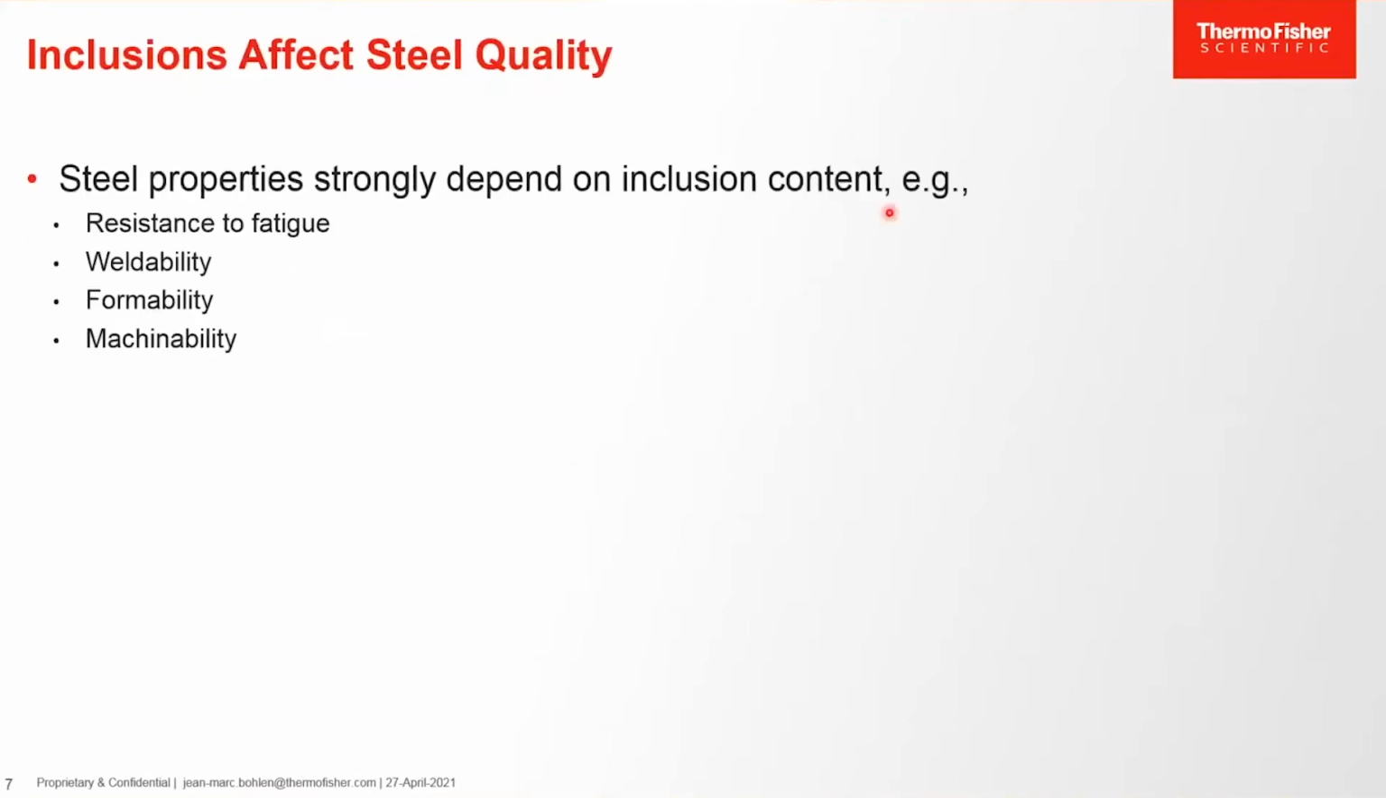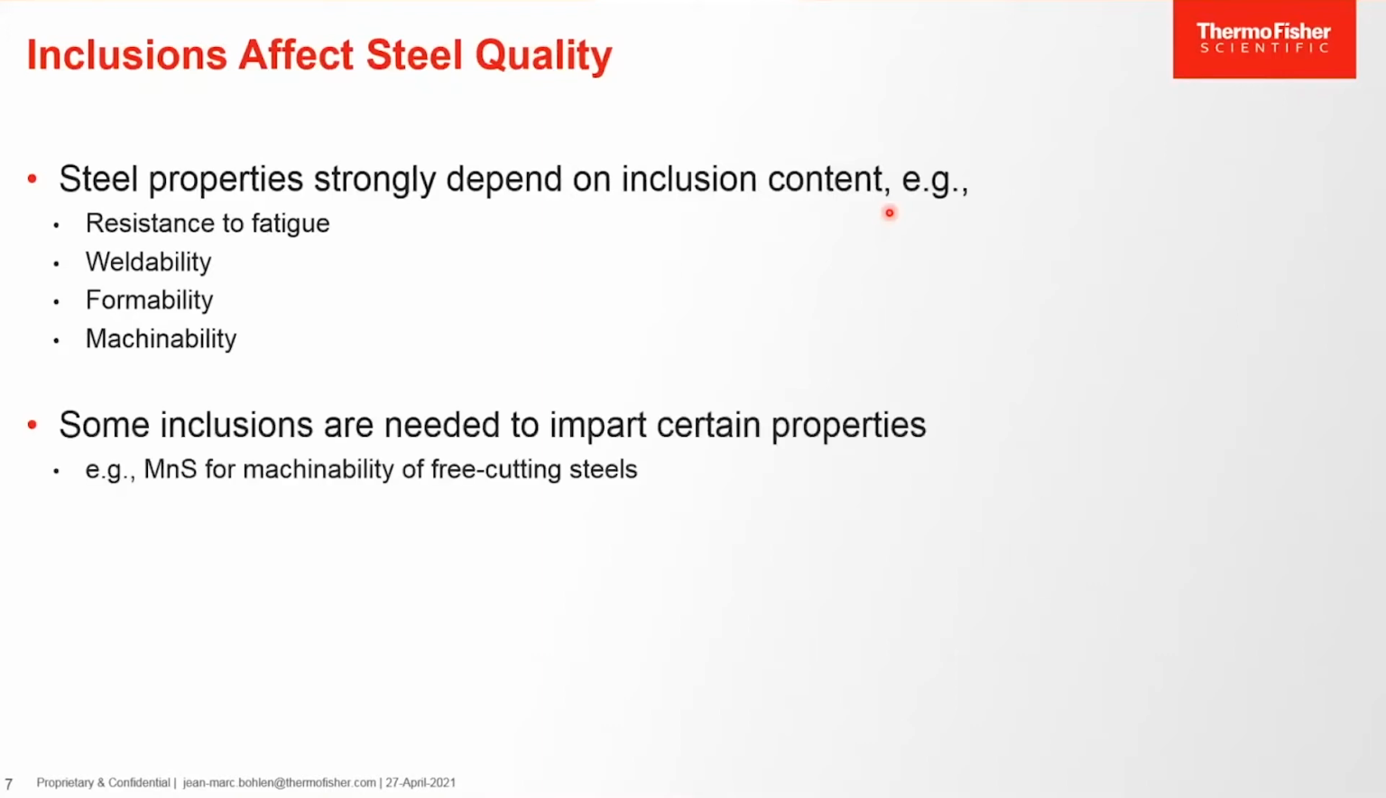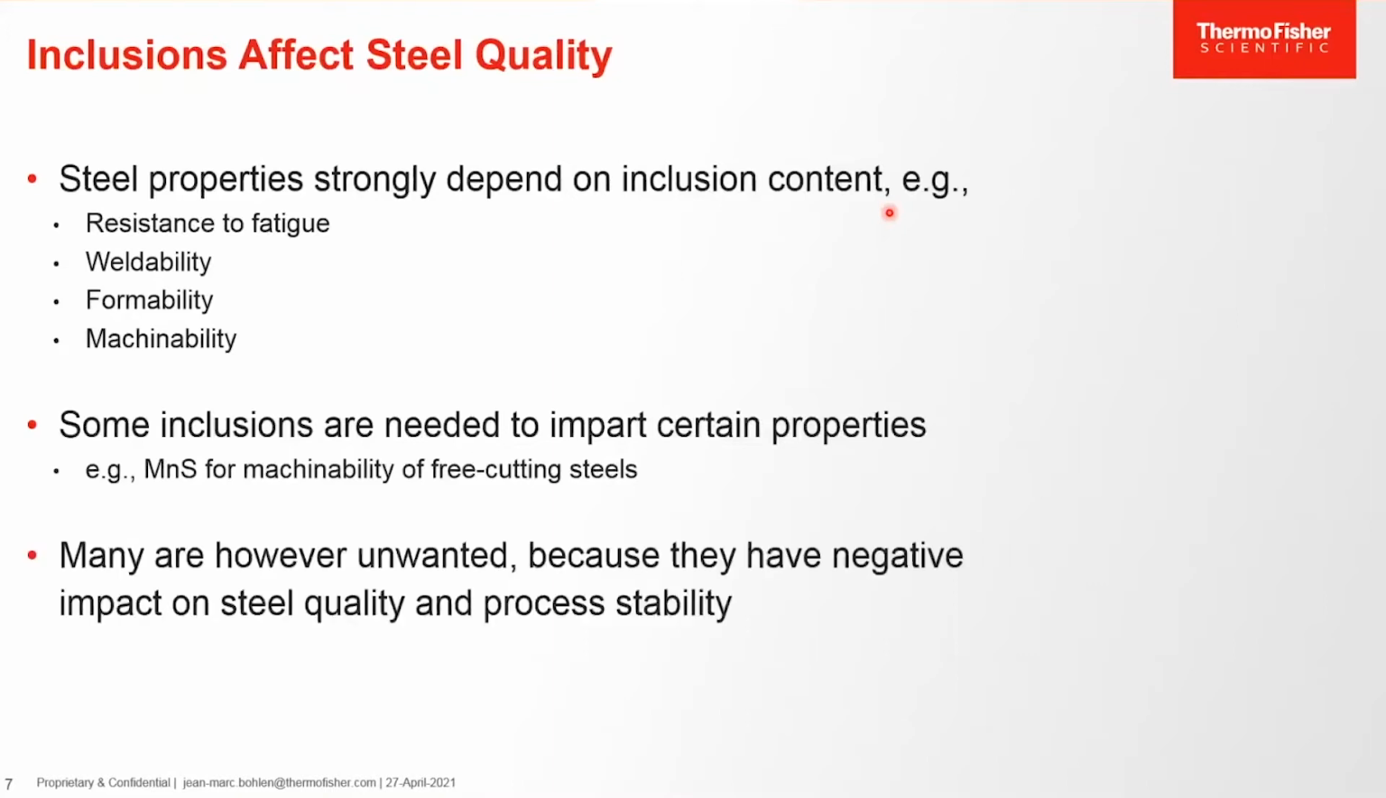Inclusions affect the steel quality. So steel properties strongly depend on the inclusion content. Some examples are the resistance to fatigue, the weldability, formability, or the machinability. Some of the inclusions are needed to impart certain properties, for example, manganese sulfide for machinability of free cutting steel. However, many are unwanted because they have a negative impact on the steel quality and the process stability.